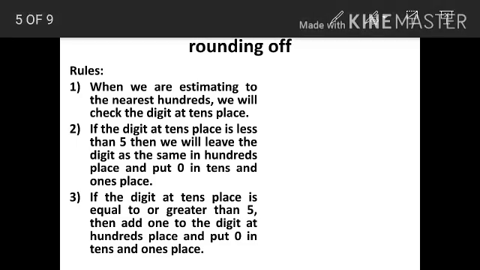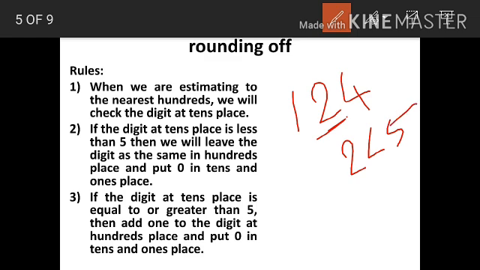So, let's do an example. Consider the number 124. We are rounding this to the nearest hundreds. So, we have to check the digit at tens place. The digit here is 2. So, we know that 2 is less than 5. So, what should we do? We have to keep the digit at hundreds place as itself. So, we will write 1 as itself. Then we have to put 0 in tens and ones place.